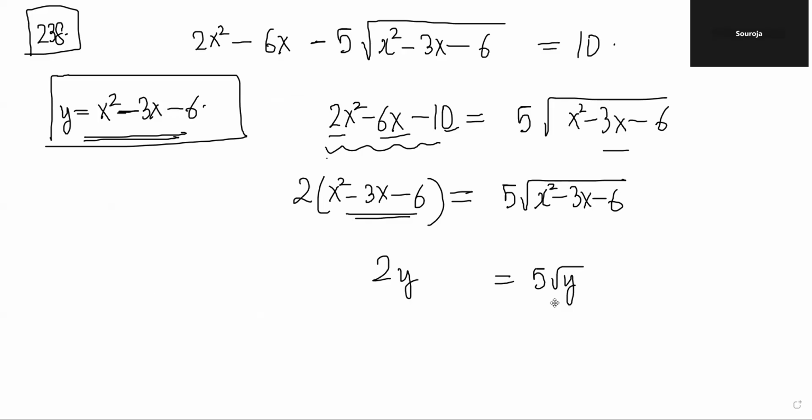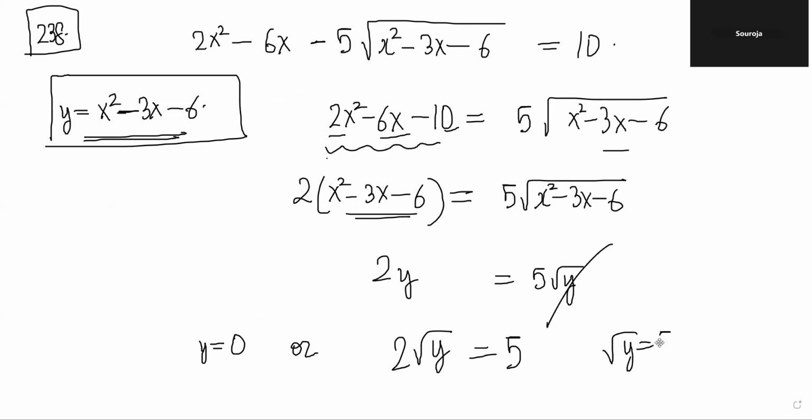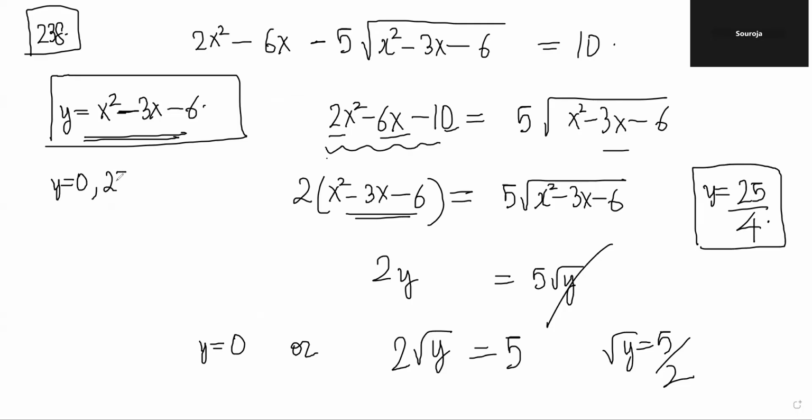So the question is so easy here because now we can say y can be 0 or root y, we will cancel and root y will be here. So root y is 5 by 2. So y will be 25 by 4, right? Yeah. So you're getting two different things. y can be 0 or 25 by 4.